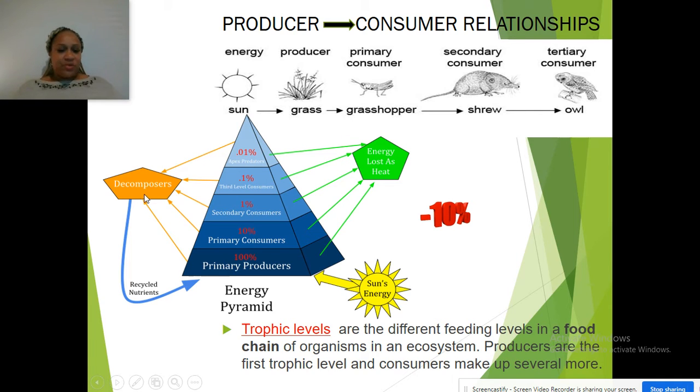Remember I told you decomposers recycle the energy. Notice the decomposer is important at every level. Energy is also lost. This is important to note. Energy is lost as heat. So at every single level, movement and heat destroys some of that energy. Or I don't want to say destroy because energy is not destroyed, right? So it is lost, okay?